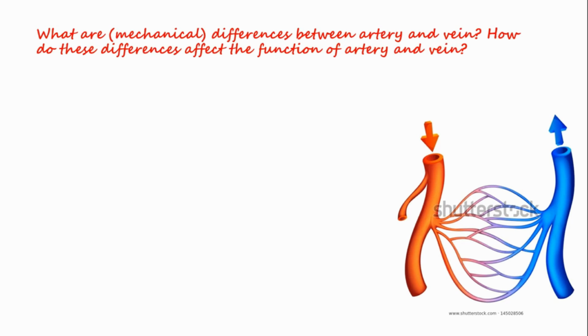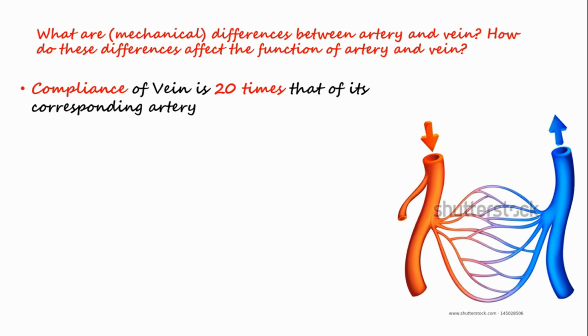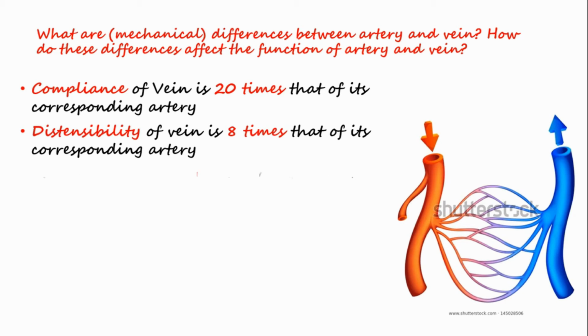What are mechanical differences between artery and vein? How do these differences affect the function of artery and vein? Compliance of vein is 20 times that of its corresponding artery. Distensibility of vein is 8 times that of its corresponding artery. Vein volume is 3 times as great as artery.